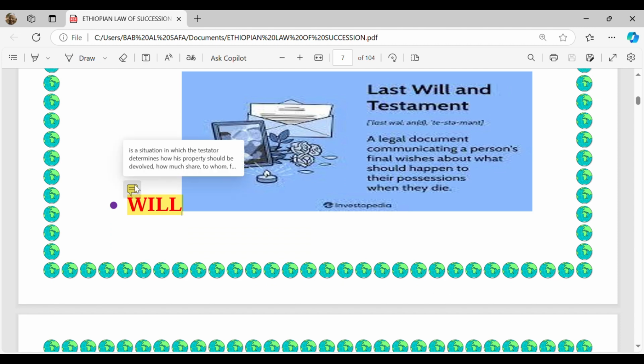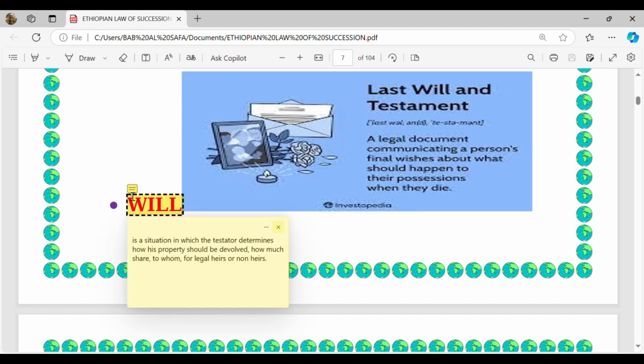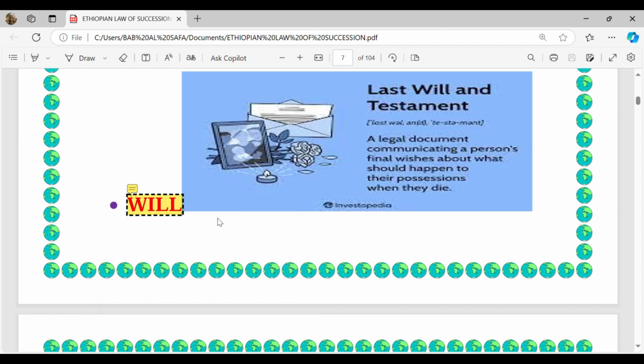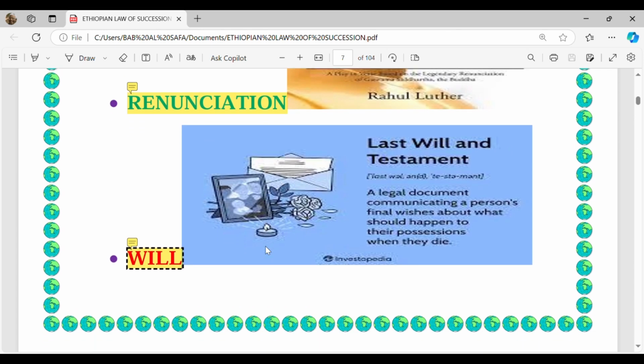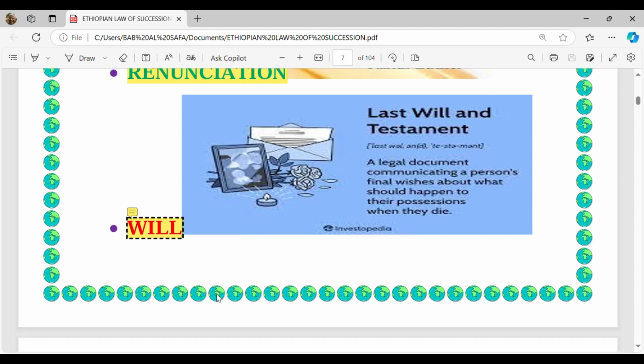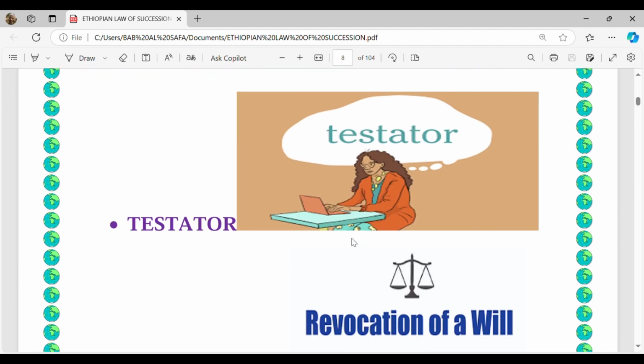The other one is will. By will we mean a situation in which the testator determines how his property should be devolved, how much to whom, for legal heirs or non-heirs. So will is the law made by the testator, by the deed itself, as to how his property should be devolved, how much, to whom, everything decided by the testator. Once we make sure that the will is valid, the devolution of succession will be made as per the will itself.